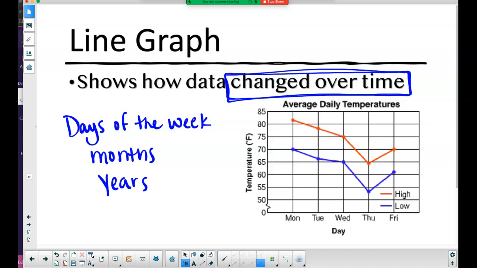Okay, now if I wanted to show the number of people that had A's, B's, C's, D's, or F's, then would I use a line graph?